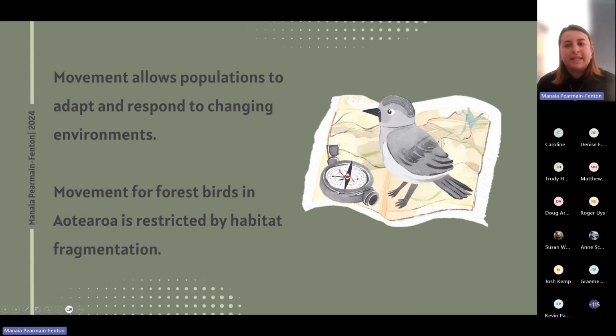So we know that many species rely on dispersal to seek new habitats in response to changing environmental conditions. But dispersal isn't only about covering physical distance, it's also about survival and successful establishment in these new habitats. Forest birds in Aotearoa can no longer disperse as easily as they once were able to.